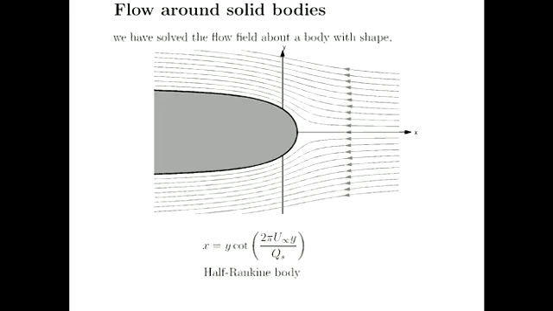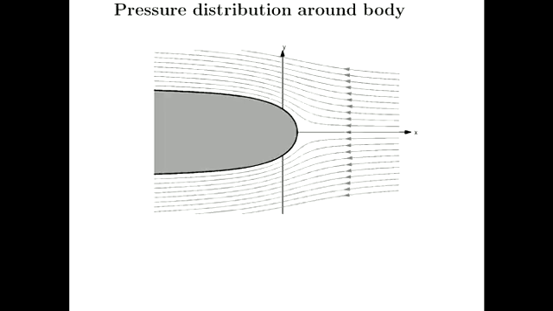That body is called a half-Rankine body, so no surprises for guessing what the full-Rankine body is going to look like. That's going to be the pleasant surprise at the end of today's lecture.